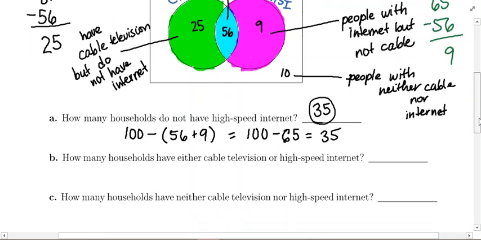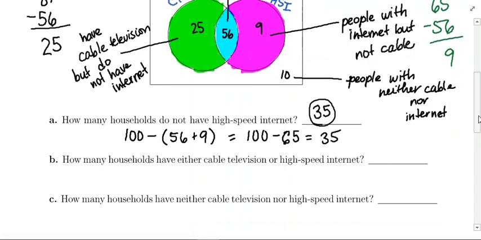How many households have either cable television or high-speed internet? When you read this question, you've got to be careful here. You see this word or. I've given you a little speech that when you see intersection, the keyword is and, and when you see union, the keyword is or. So this is referring to a union problem. What is being asked here is cable or, which is union, internet. So you are unioning these sets.